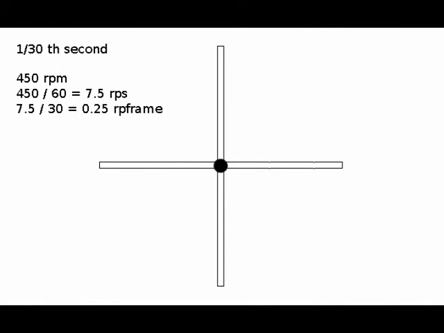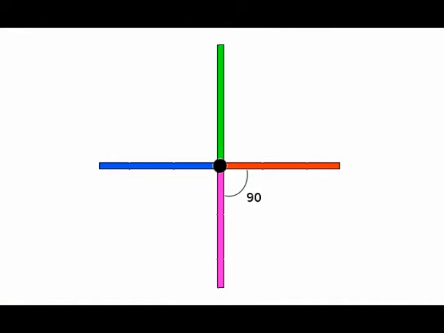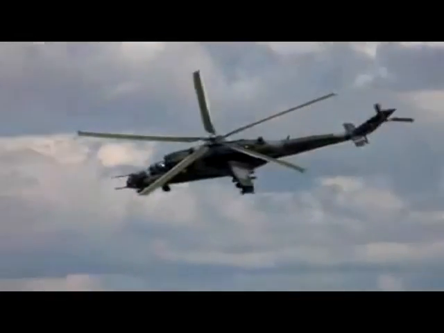The camera only takes a picture every 30th of a second. Now say the helicopter rotor has 4 blades, rotating at 450 rotations per minute. That's 7.5 rotations per second, which is a quarter of a rotation every frame, or 90 degrees. So, in one frame, the blades are here. In the next frame, after a 30th of a second, they've moved 90 degrees to here, which looks like they haven't moved at all. The frame rate is perfectly synced with the rotation rate, and that's exactly what these people have done here.